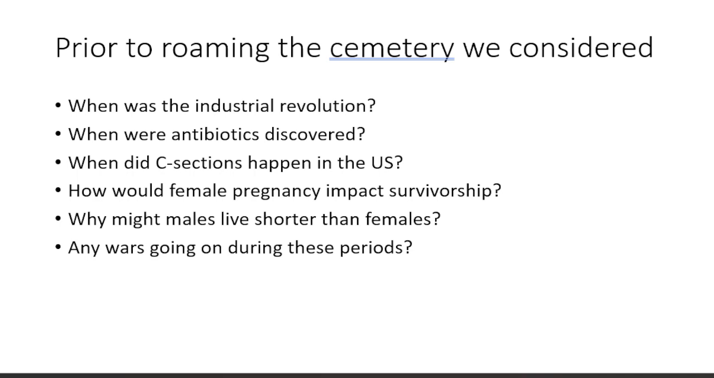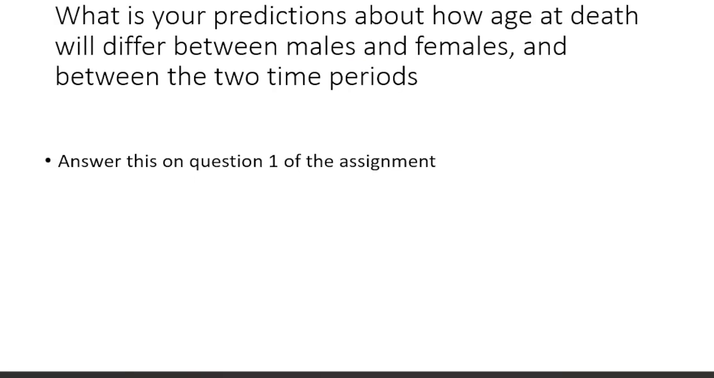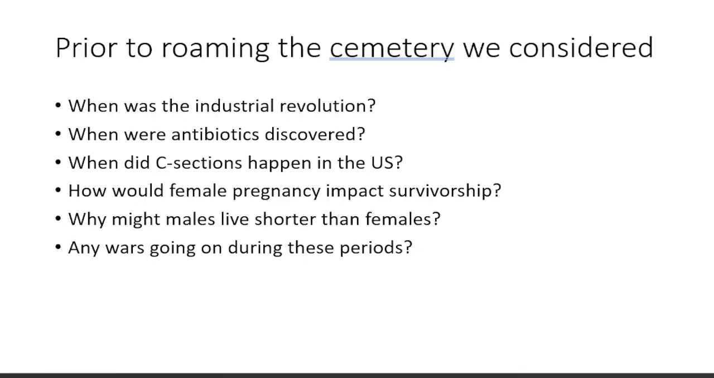So why might male lives be shorter than female lives? And this is going into the second question right there, which is any wars going on during these time periods. The first time period we're looking at includes World War I. And the second time period we look at includes the Vietnam War. So what are your predictions about how age at death will differ between males and females and between our two time periods? You answer this on question 1 of the assignment. And that again relates to the questions right here.